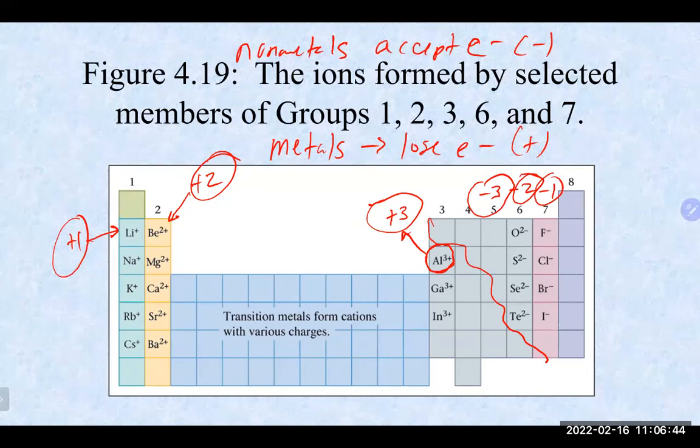Now, there are a few more guys that have fixed charges. If you look on the periodic table, right around here is zinc and cadmium, and then hang a left and you've got silver. Zinc and cadmium will always form a +2 charge. Again, just those two. And silver, no matter what the situation, will always be +1. So those guys have fixed charges.